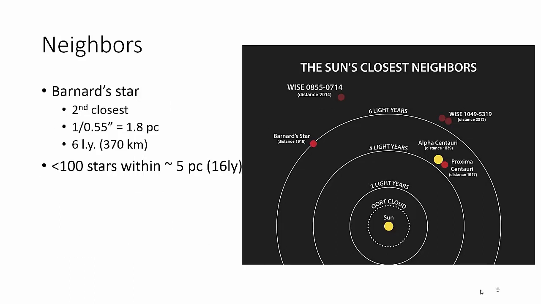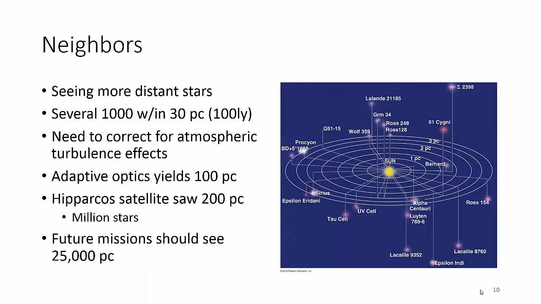Barnard's star. That's the second closest star, 6 light years away, which actually means that it's 1.8 parsecs from us. Now what's interesting is within 5 parsecs, so that's 16 light years, there's less than 100 stars in 16 light years. Okay, so if you want to look at more stars, you obviously have to go further out.